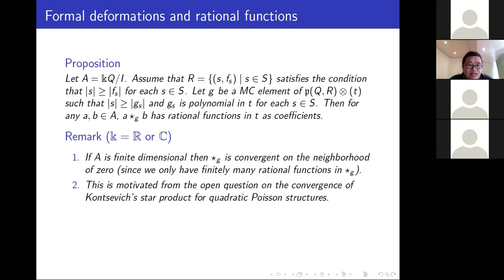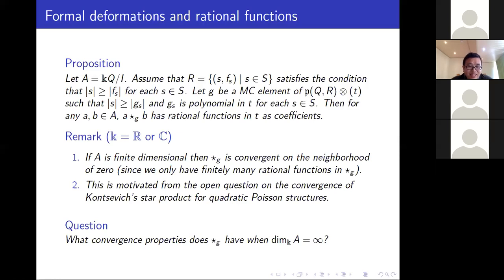And actually, the above result is motivated by an open question on the convergence of the conservative star product, which is a formal star product for quadratic Poisson structures. I think we will talk about this in the next talk. We will also mention convergence results for some special quadratic Poisson structures in the next talk.